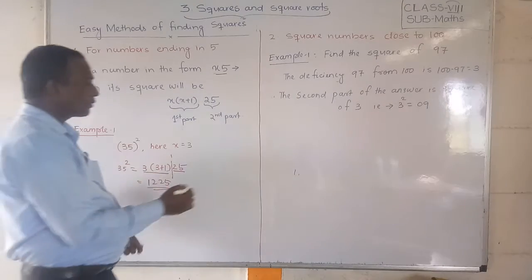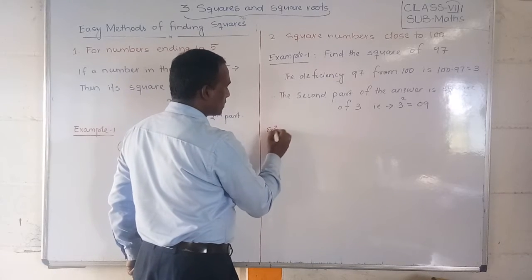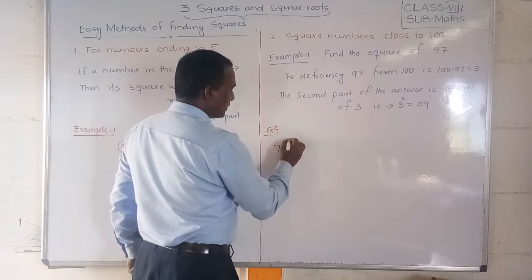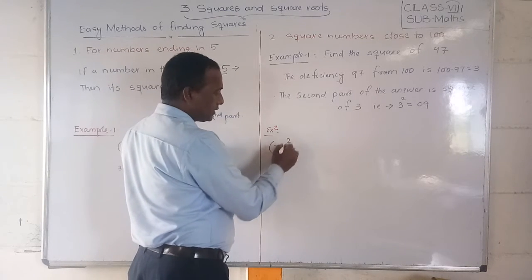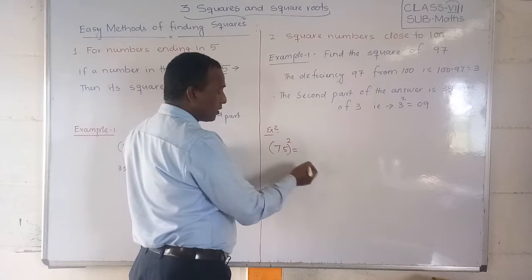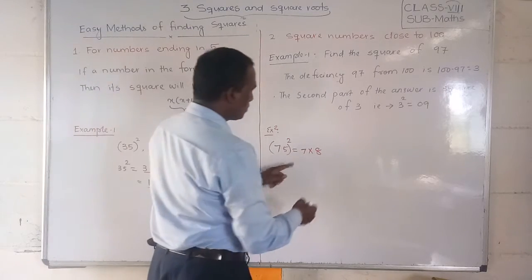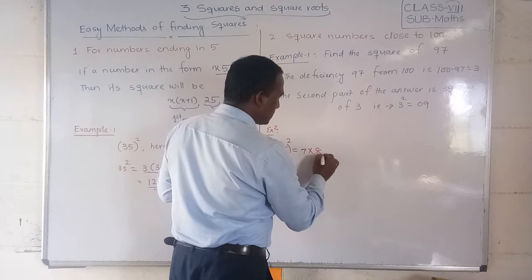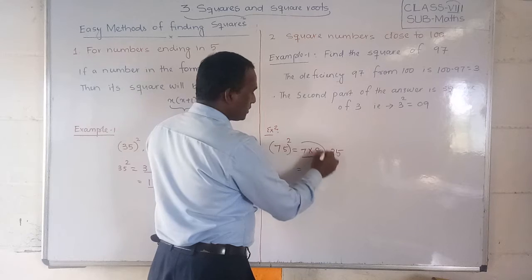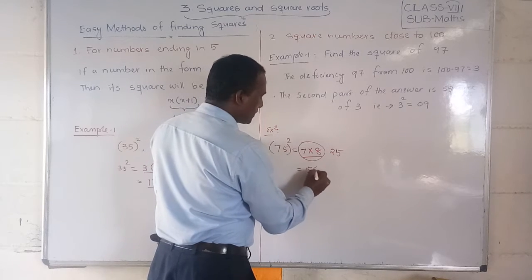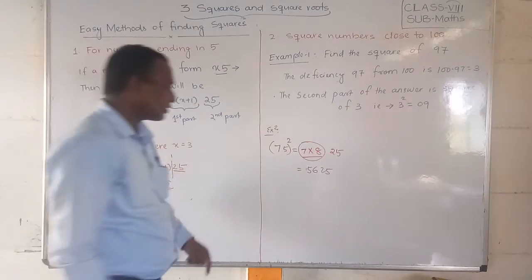Similarly, one more example, students: 75 squared. 75 squared means 7, its next number 7 into 8, which is 56. This is the first part, then 25. So the answer is 5625. Did you understand? It is a very easy method for you, students.